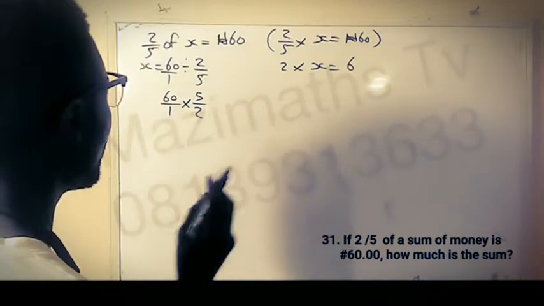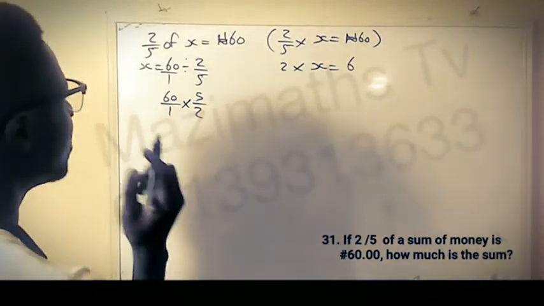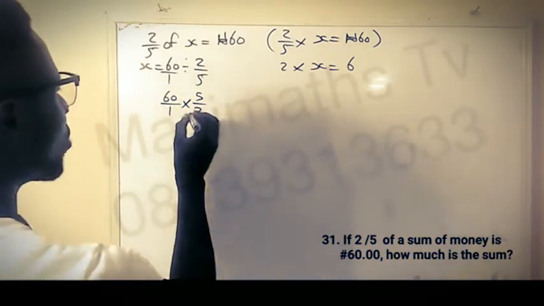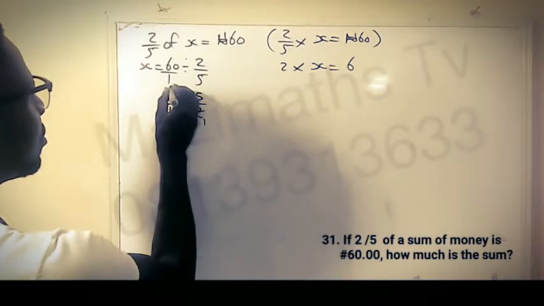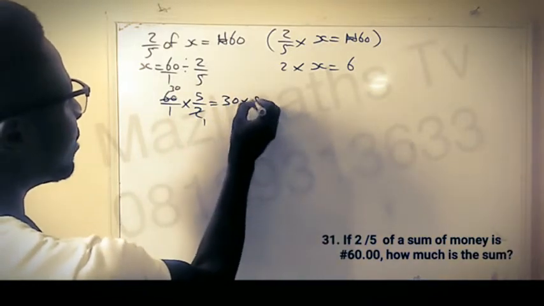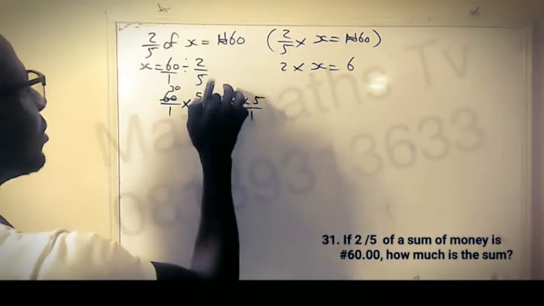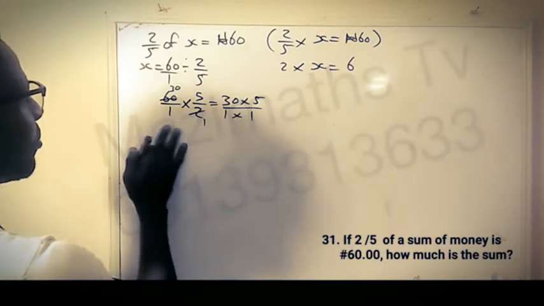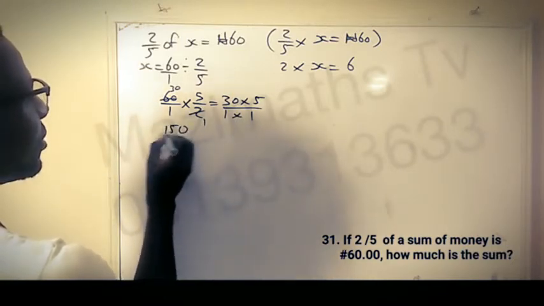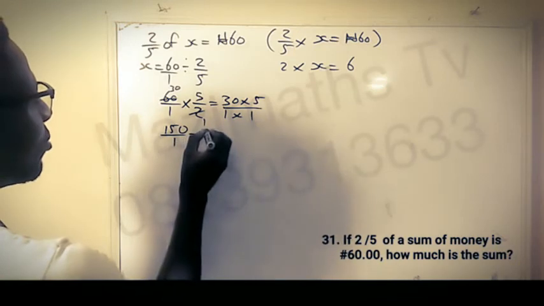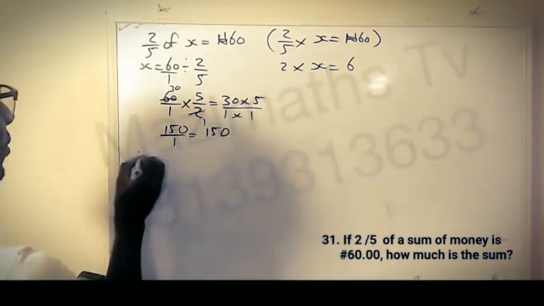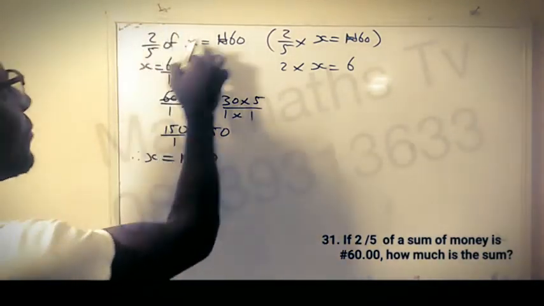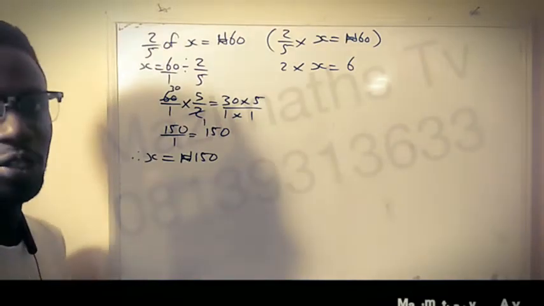Okay, now as it is, we are going to divide. First check if there's something that we can divide, and lo and behold, 2 can divide 60, and 2 can divide 2. So we divide by 2. 2 into 2 is 1, 2 into 60 is 30. So we have 30 times 5 over 1 times 1. Now 30 times 5 is 150. 1 times 1 is 1. So 150 divided by 1 will give you 150. So at the end of the day, x will be 150 naira. So 2/5 of 150 will give us 60 naira. Okay, so that is that.